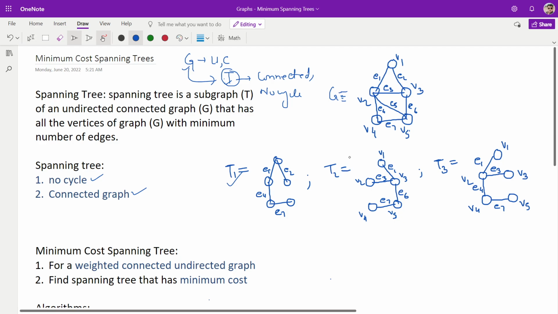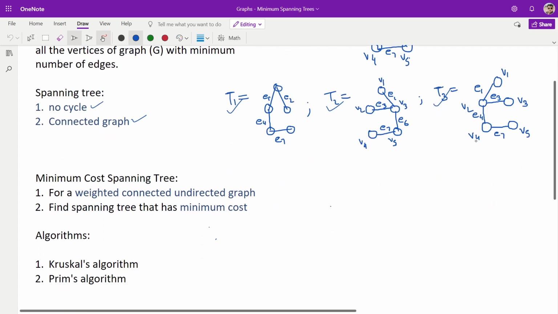Likewise, the subgraph T2 has the same number of vertices as the original graph, the edges are sufficient to make it connected, and there are no cycles. So T2 is also a valid spanning tree. Likewise, T3 again satisfies all the 3 properties. It has the same vertices as the original graph, it is connected, and it does not have any cycles. So T3 again is a valid spanning tree. The idea I'm trying to bring out with this discussion is that for a given graph there can be multiple spanning trees possible. Any subgraph satisfying these 3 properties will be a valid spanning tree.